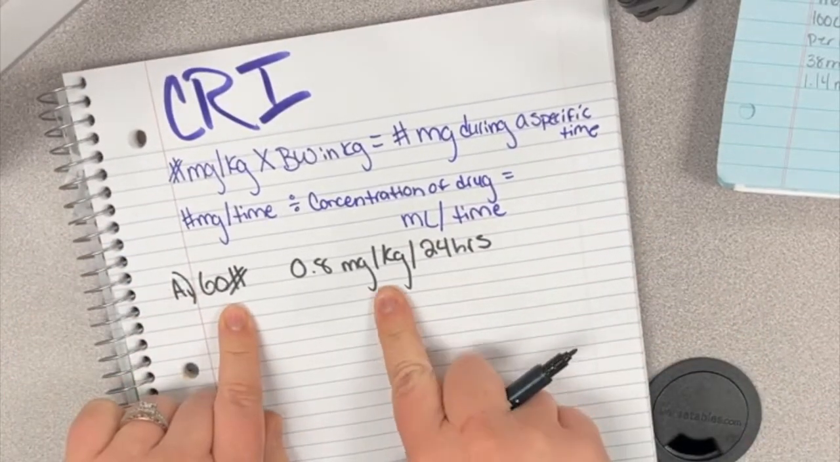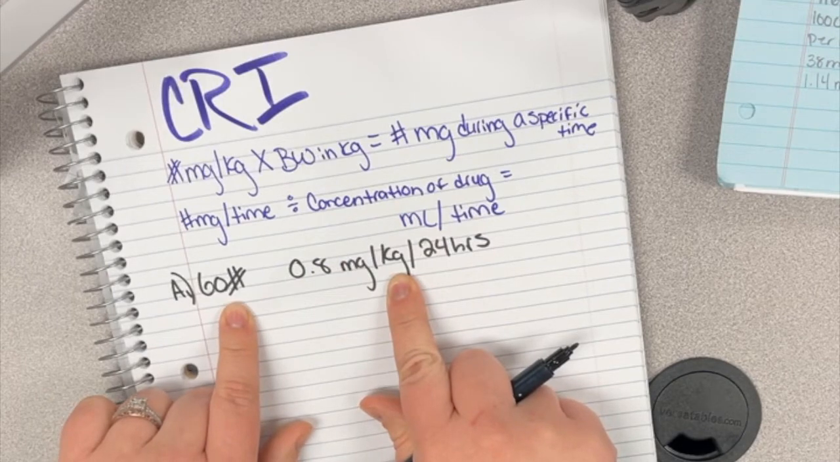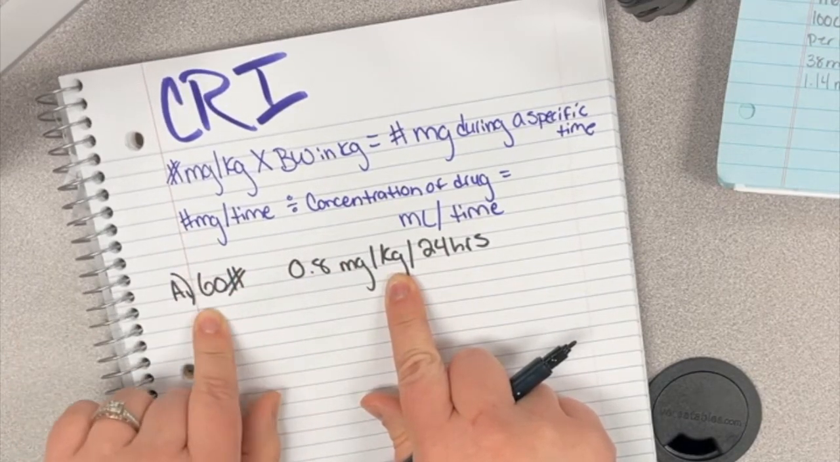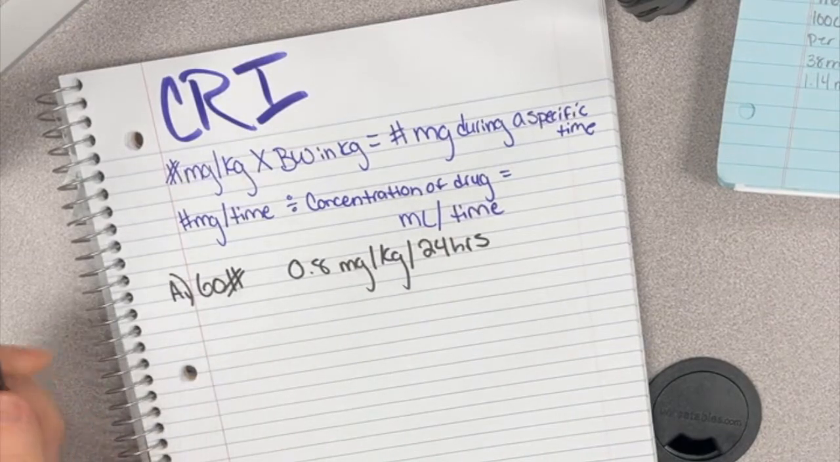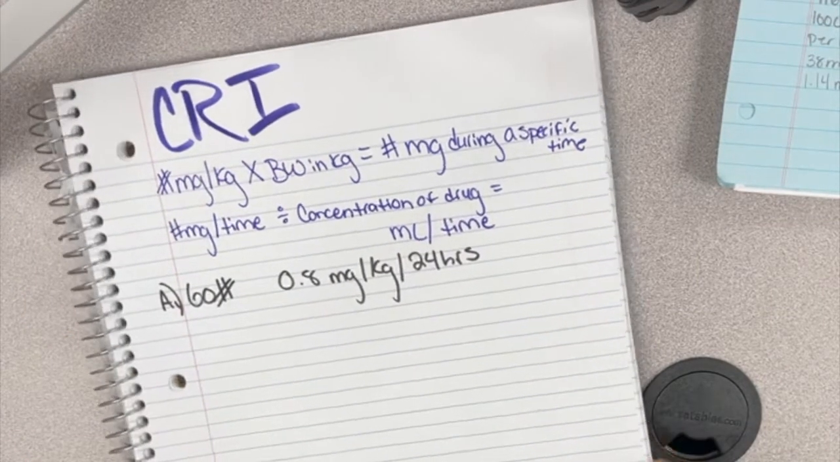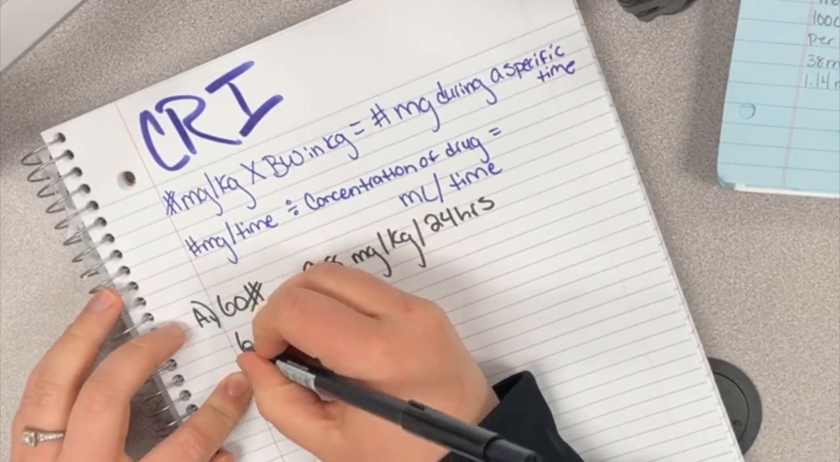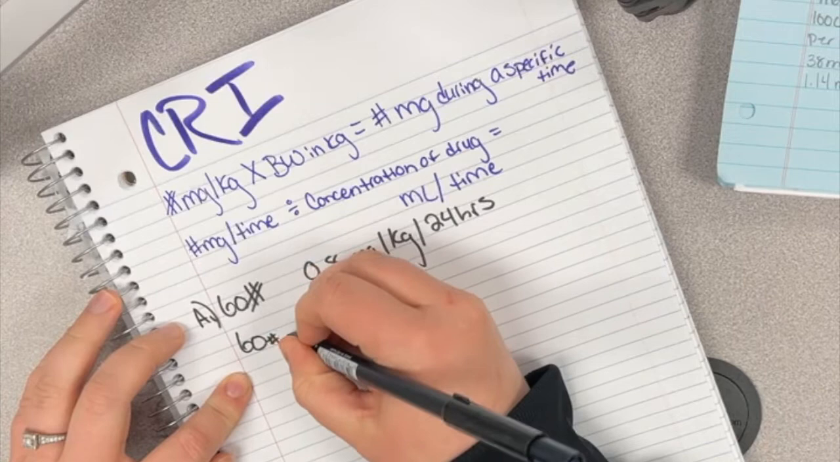So we can see here that this formula requires our patient's weight to be in kilograms, and the patient weight we're given here is in pounds. So let's do our first step of all dosage calculations, which is to convert pounds to kilograms. We're going to set up our equation, 60 pounds.